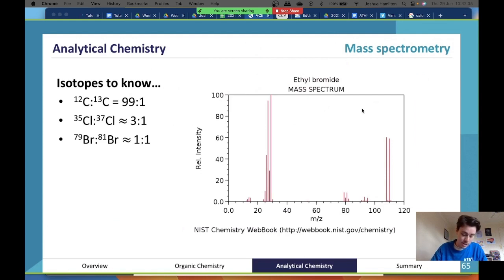So isotopes to know are carbon-12, carbon-13, chlorine, and bromine, the ones I've already talked about. As you can see at our molecular peak here, there are two that are really distinctly big. So you would call this one the molecular peak. However, this one would also realistically be a molecular peak because these are about a 1-to-1 ratio. Yes, these ones are far less common, 99-to-1. This one's 3-to-1, but this one's a 1-to-1. So there's as much bromine-79 as there is bromine-81. So that's why they're sort of equally split.